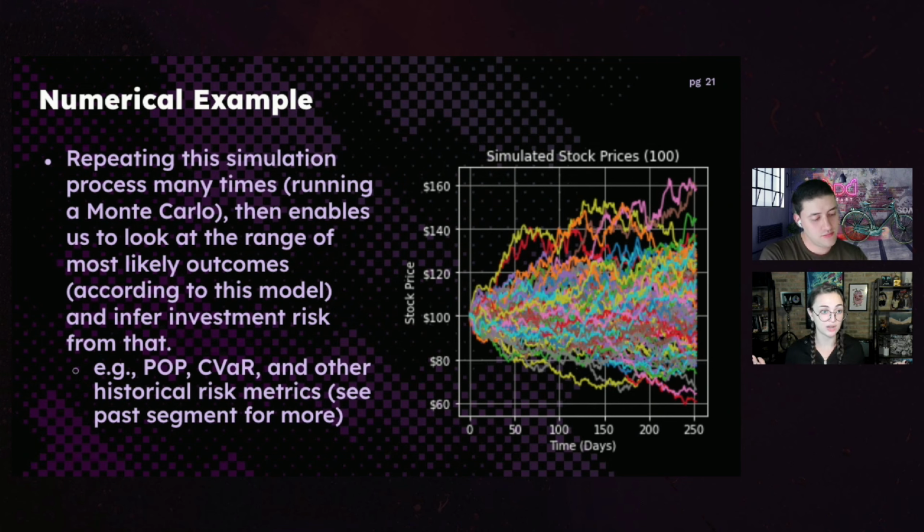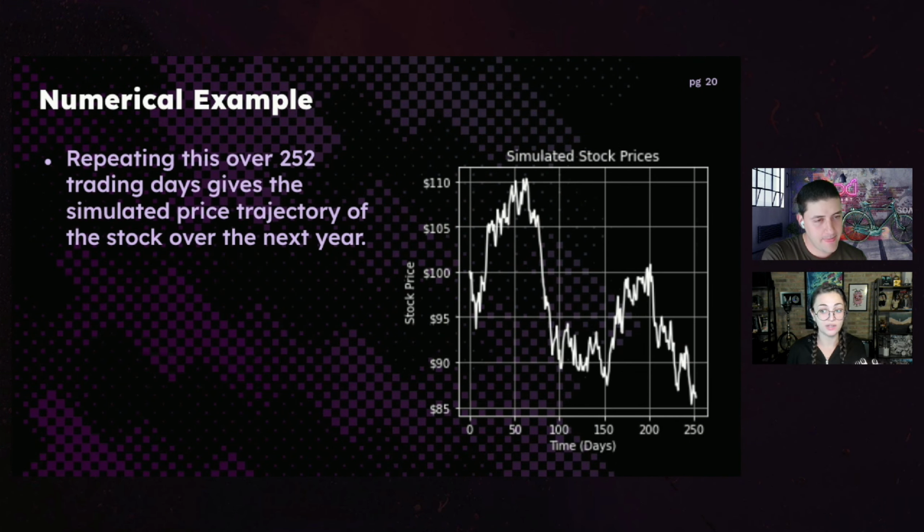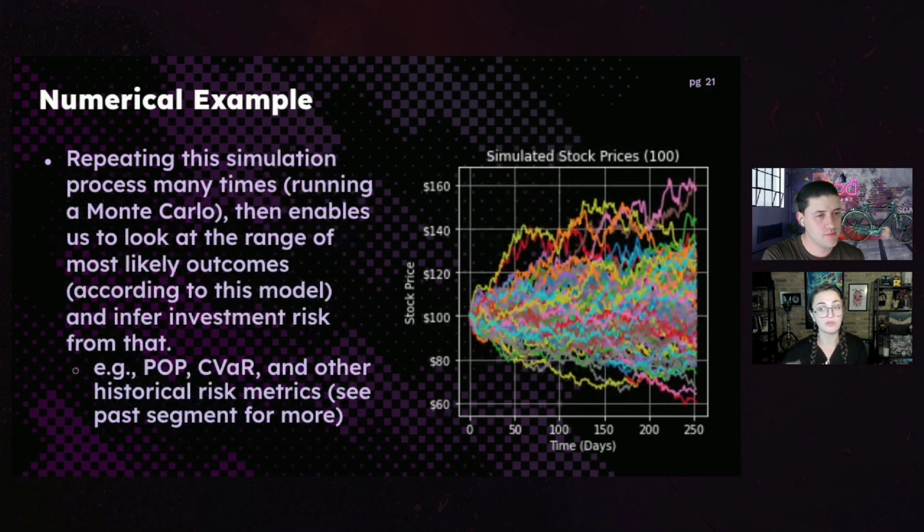So remember that we looked a year in the future, and that gave us this one simulation where at each time step we looked at this model and calculated the different terms for each step. That gave us a 1 year time horizon simulation of the stock price movements. If we now repeat the simulation 100 times, we can do an analysis on the distribution of possible outcomes. So we can look at POP, CVaR, other historical risk metrics. You can check out the previous segment to see exactly how that's done.